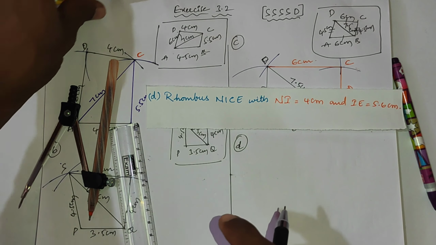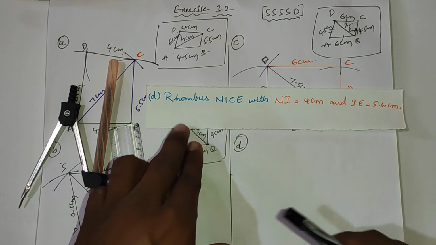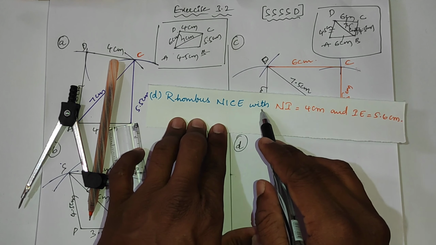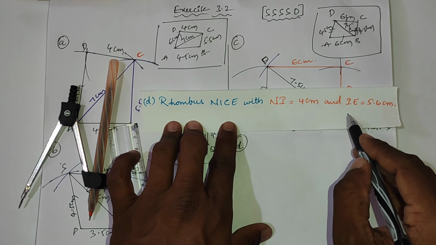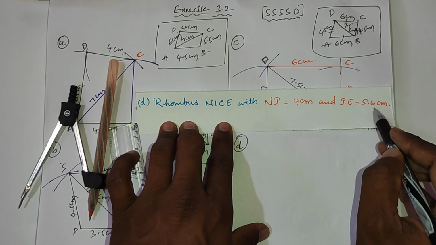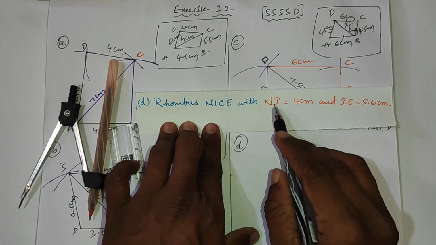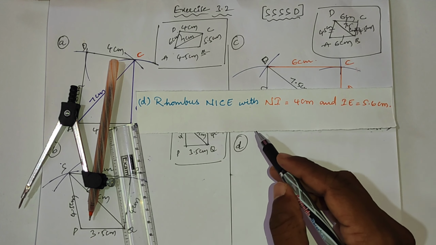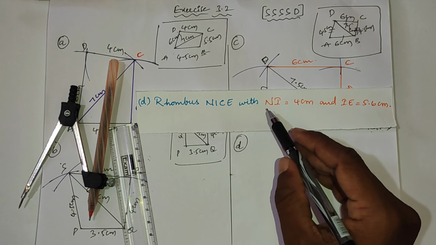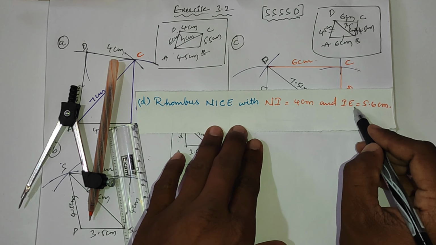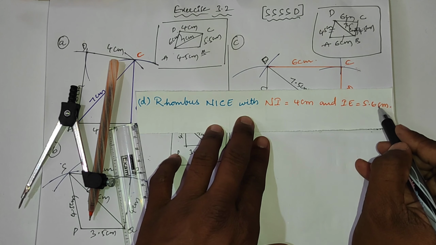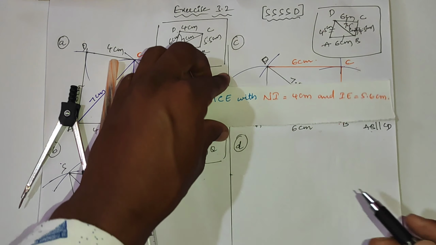Now D. The question is what? Rhombus NICE with NI 4 centimeters and IE 5.6 centimeters. So we know rhombus means adjacent sides are equal, that is, all sides are equal, and the given diagonal is how much length? 5.6 centimeters.